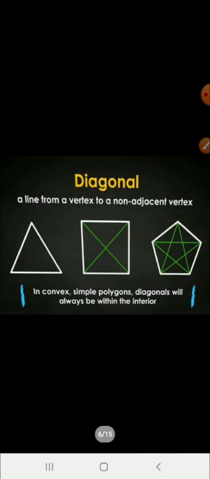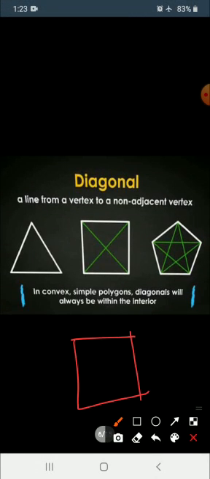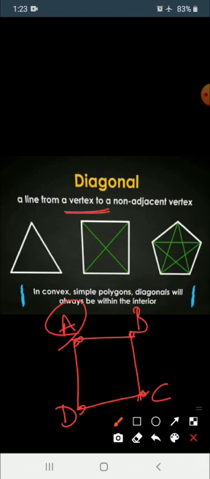Let us see what is a diagonal. A line from a vertex to a non-adjacent vertex is called a diagonal. Here, in a square, these are the vertices. A line from a vertex, meaning if you take ABCD, come to vertex A, to a non-adjacent vertex. These are the adjacent vertices for A. So only a line can be drawn to C, which is a non-adjacent vertex.